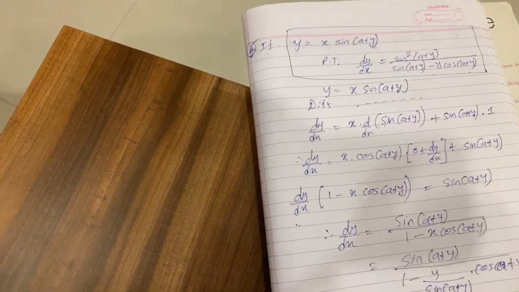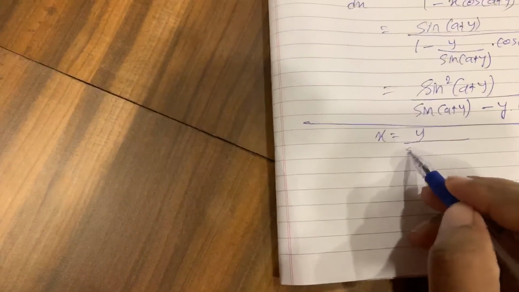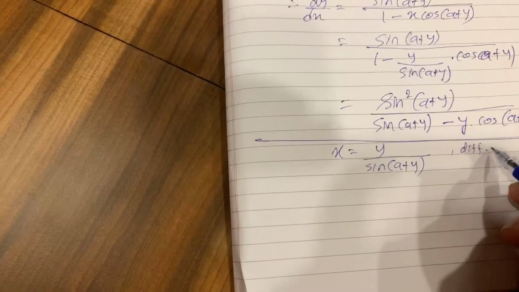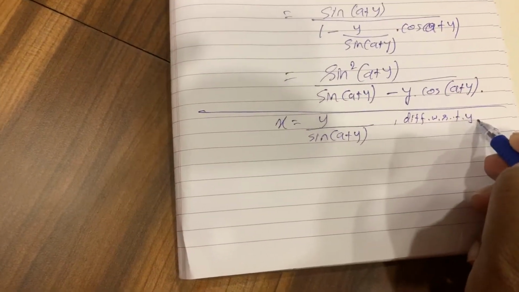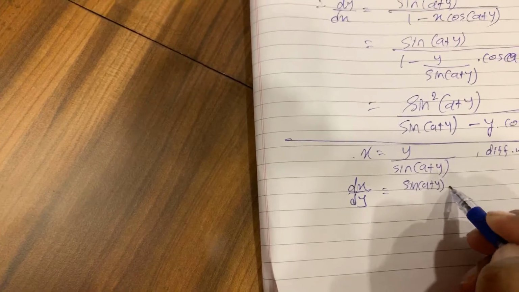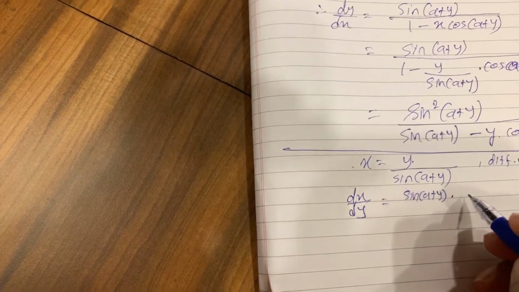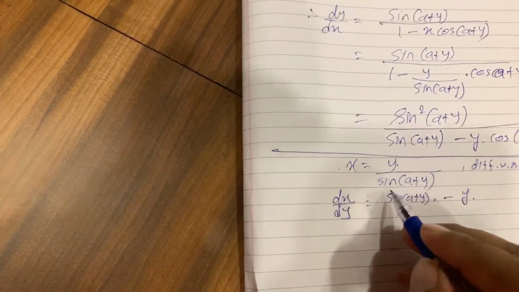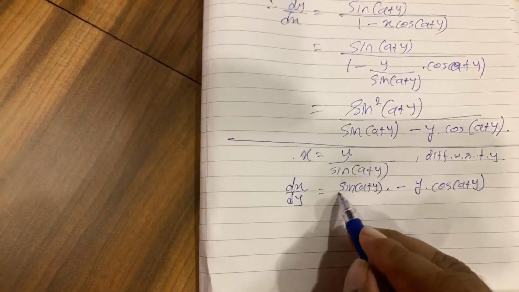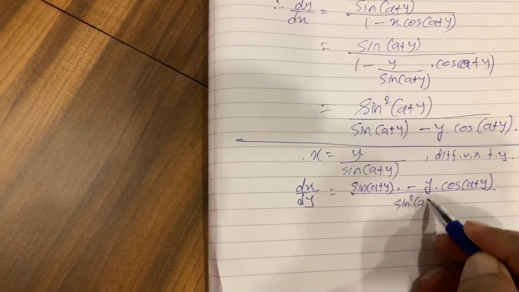Say for example, if you make x as a subject, I will get x equal to y over sine of a plus y. Now we use dx by dy, that is differentiating with respect to y, and not x. So the derivative of x will become dx by dy, and here you have to use the u upon v rule, which is v derivative of y with respect to y is 1, minus y derivative of sine of a plus y, which is cos of a plus y into derivative of a plus y, which is 1, over sine square of a plus y.